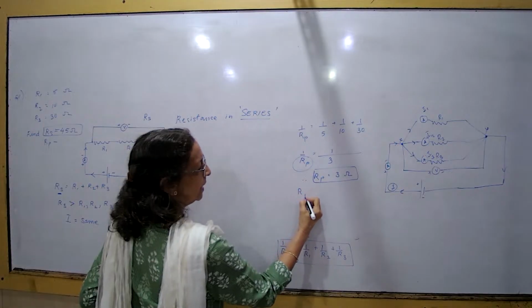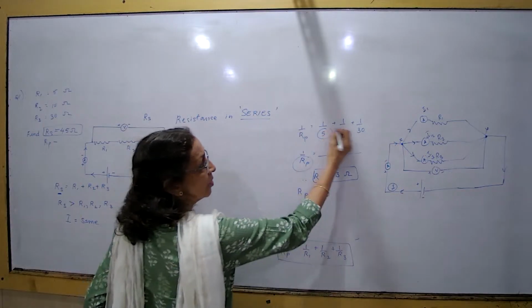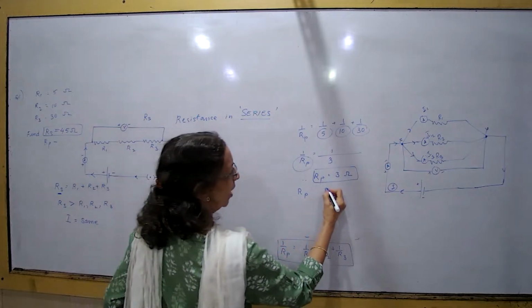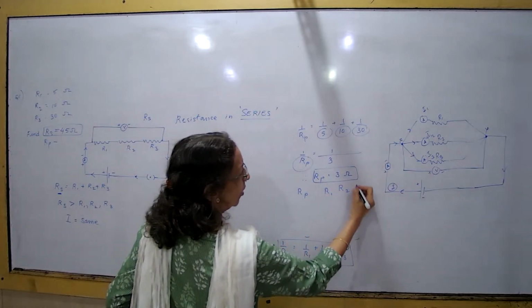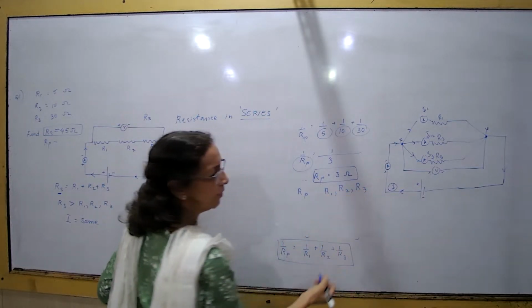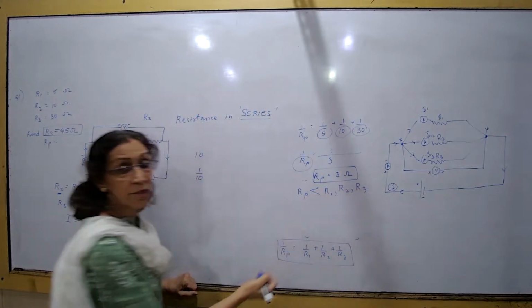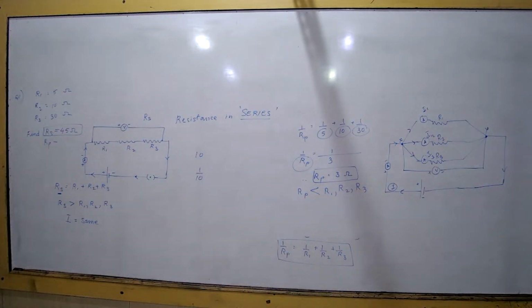Now, RP is going to be more than or less than the individual one? It is going to be less than. So R1, R2 or even R3, if you take any one of them, RP will be less than the individual resistors. Did you understand? Make a point there. Because when you write down, you must also cross check your answer whether it is correct or not.